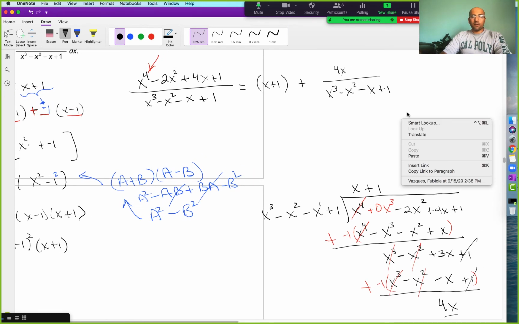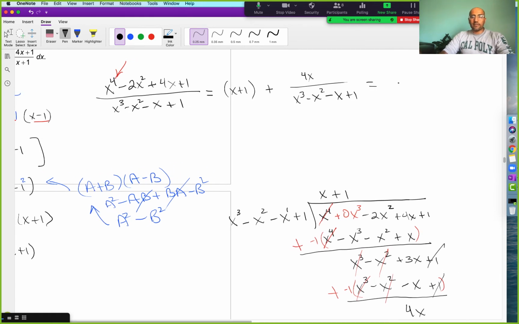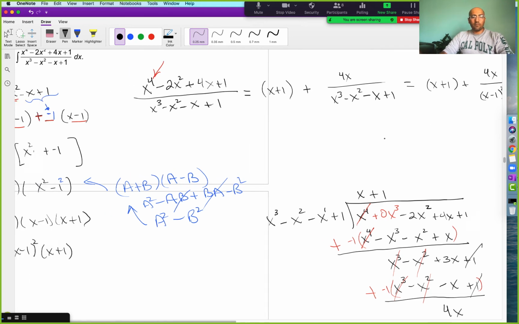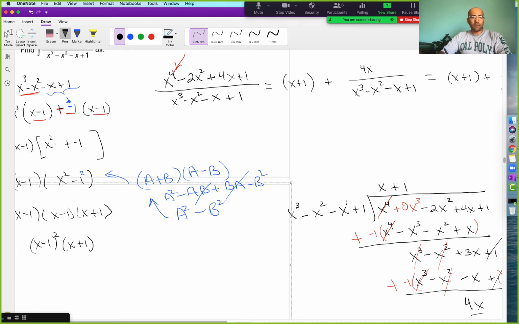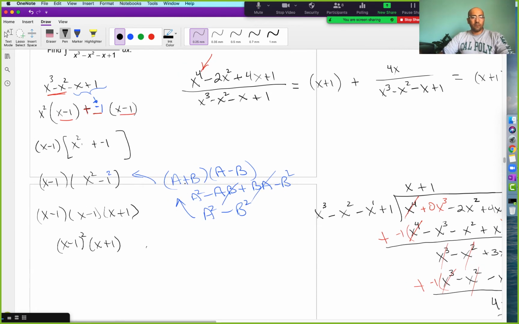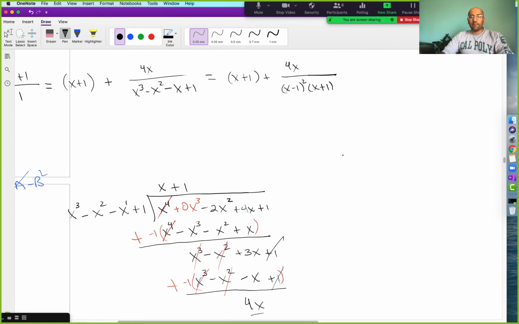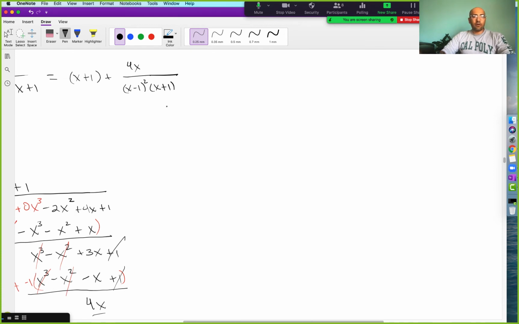Also, we already know how to factor this, so the whole thing is going to be equal to x plus 1 plus 4x over (x minus 1) squared times (x plus 1). That's what we got over here when we factored the denominator. Pretty good. Okay, so now we have to work on this part of it right here.